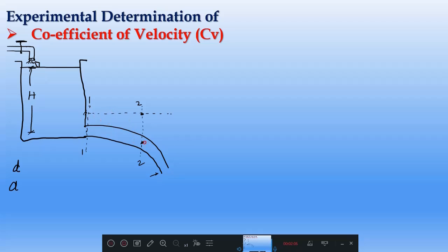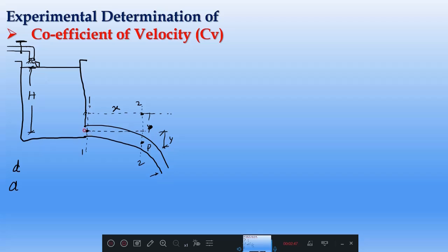Let us consider this point is at a distance x from section 1-1, and vertically it is at a distance y from the center of the orifice. Let us consider this is y and this is x. This particle in the horizontal direction moved a distance x, and in the vertical direction it moved a distance y. It might be in centimeters, meters, whatever it is. Now I consider this point P. We will concentrate on this point.